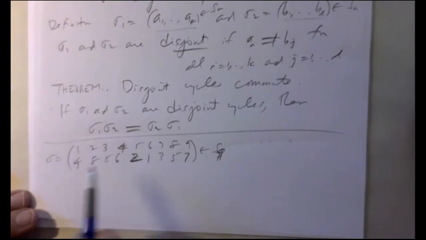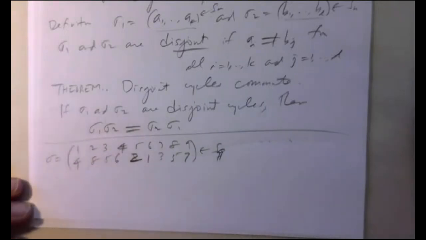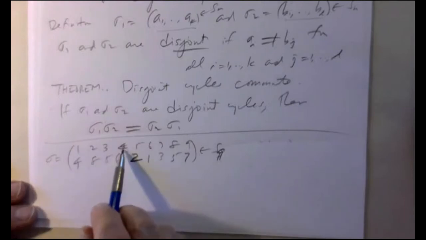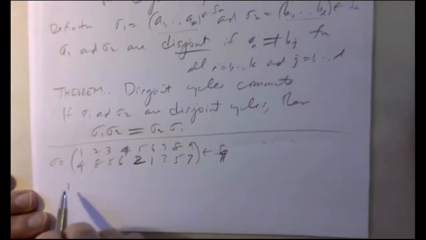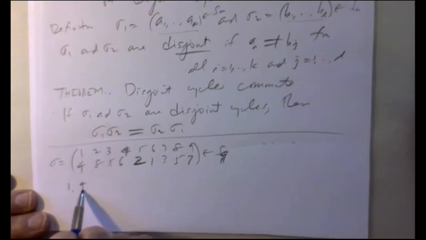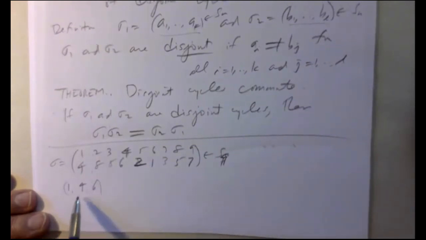If you look at this permutation, I can start anywhere. I'll start with 1, but it really doesn't matter. 1 goes to 4. 4 goes to 6. 6 goes back to 1. So somehow in this permutation, there's this 3 cycle, 1 to 4, 4 to 6, 6 to 1.